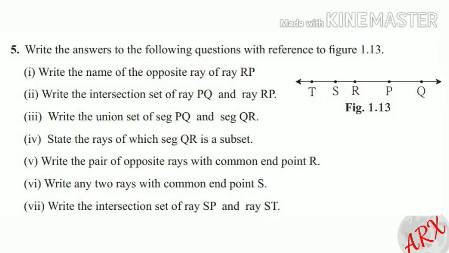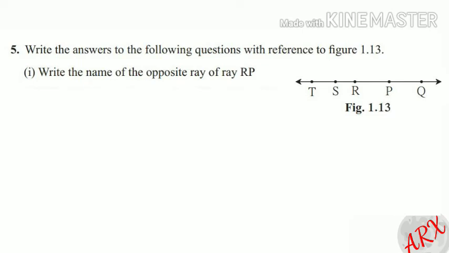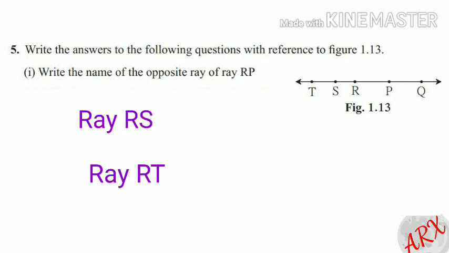Question number 5. Write the answers to the following questions with reference to the figure. Question number 1. Write the name of the opposite ray of ray RP. Now for opposite ray, starting points should be similar and direction of the rays should be opposite. Therefore, opposite ray of RP will be ray RS or ray RT.